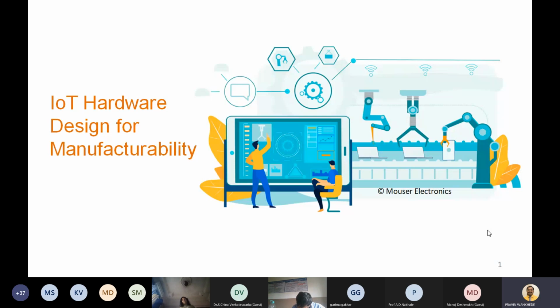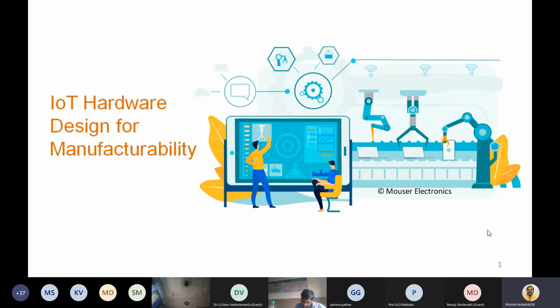Once you have already tested your product or your idea, then the final step comes, that is how you are manufacturing your product. But most of the time, what happens is your development process is very good, but when you start manufacturing your product, it fails.